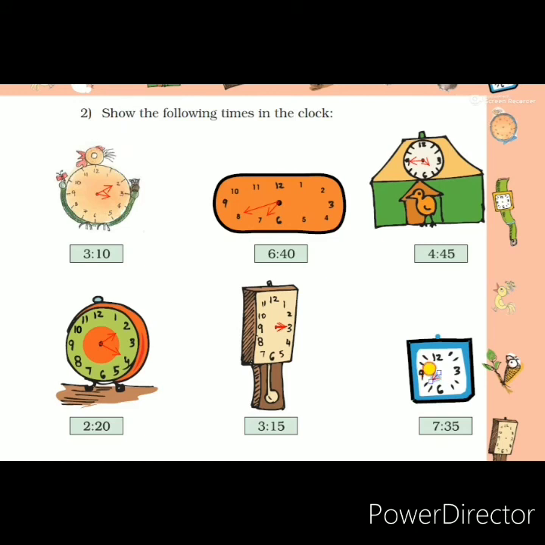See, this is the hour hand, and now we have to show the minute hand. It is important, so you have to show it properly. Take the table of 5. The minute hand should be at 7, because 7 5s are 35. So to show 7:35, the hour hand should be between 7 and 8, and the minute hand should be at 7. This is 7:35.